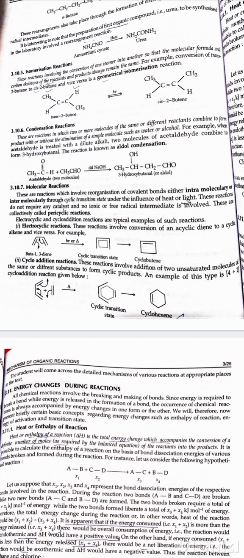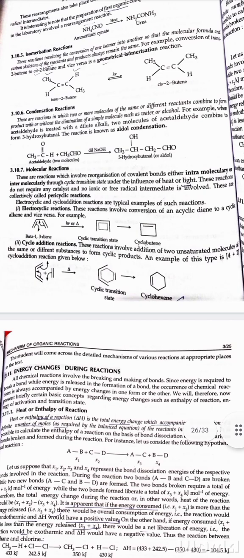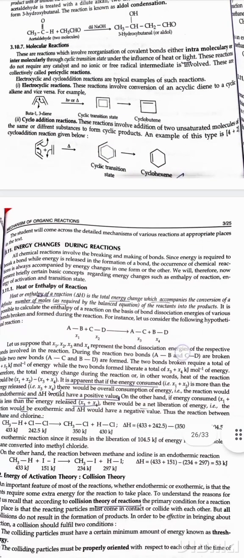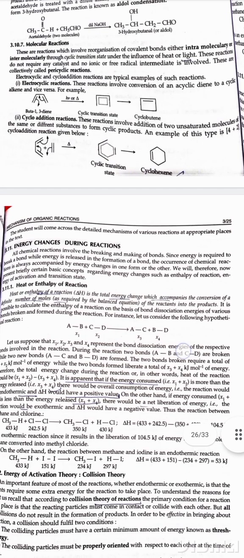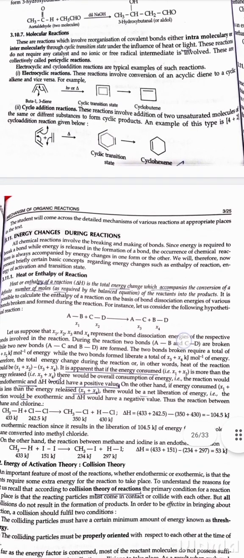Electrocyclic reactions. These reactions involve conversion of an acyclic diene to a cyclic alkene and vice versa. Cycloaddition reactions. These reactions involve addition of two unsaturated molecules of the same or different substances to form cyclic products. An example of this type is a cycloaddition reaction given below. The student will come across the detailed mechanism of various reactions at appropriate places in the text.